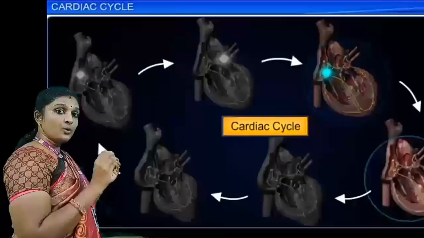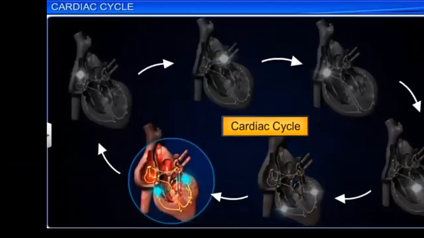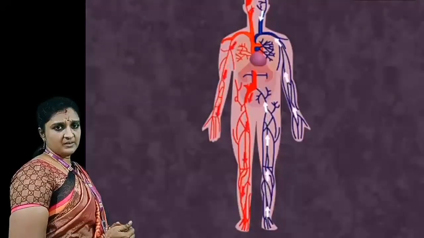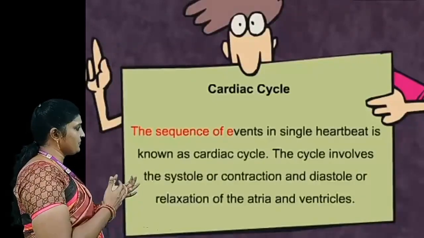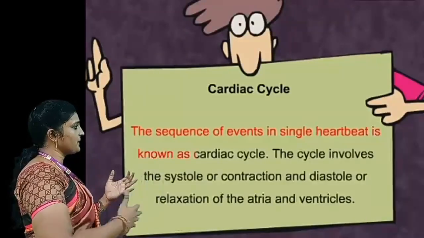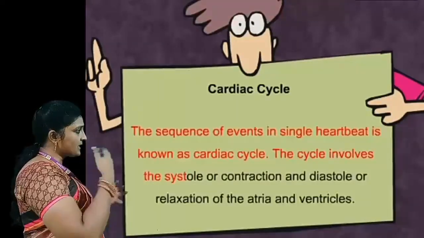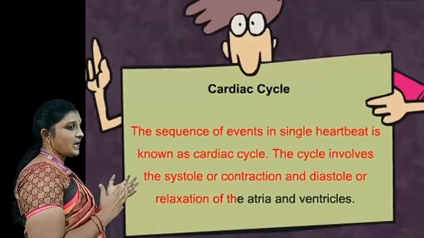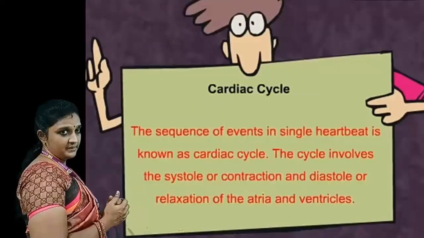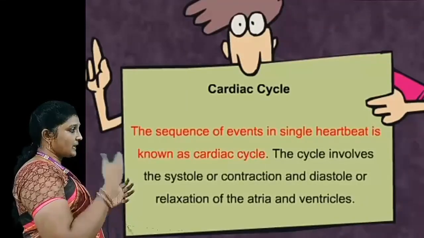So let us see the definition of the cardiac cycle. What is the cardiac cycle? The cardiac cycle is a sequential event which cyclically repeats in the heart. It's a sequential event which helps to circulate the blood throughout our body by the continuous heartbeat and pumping of the blood.